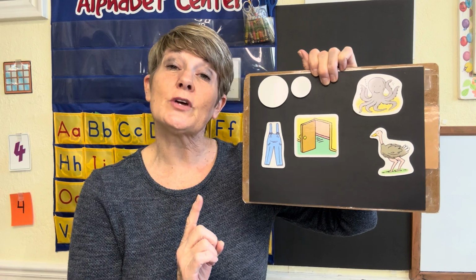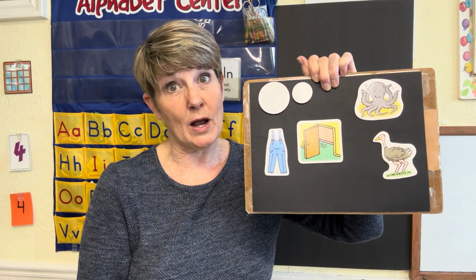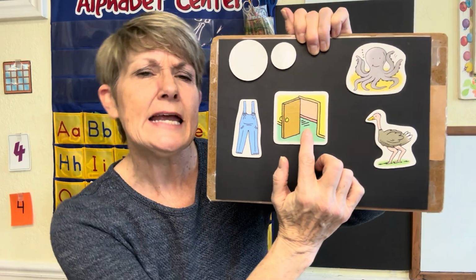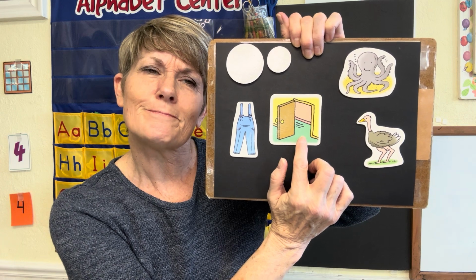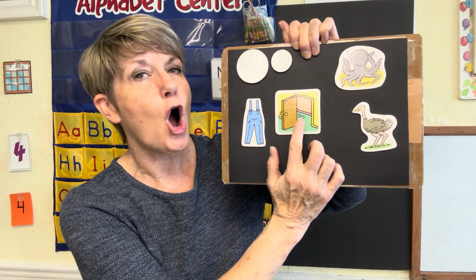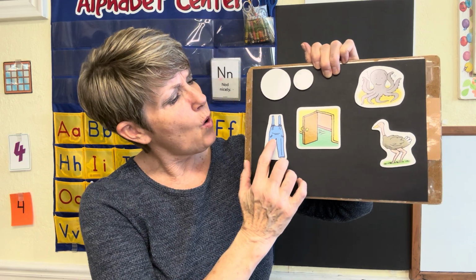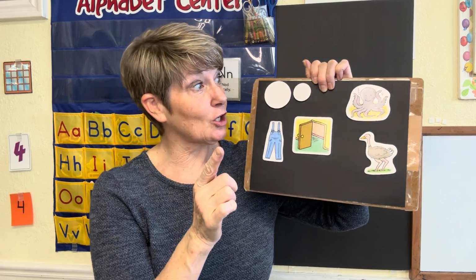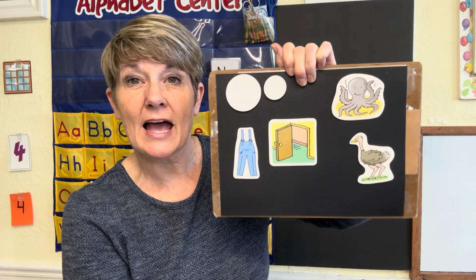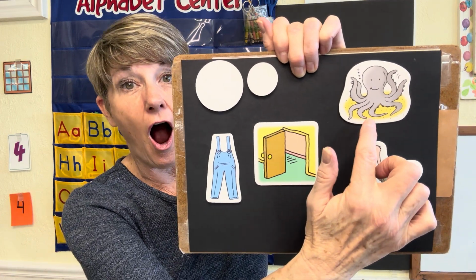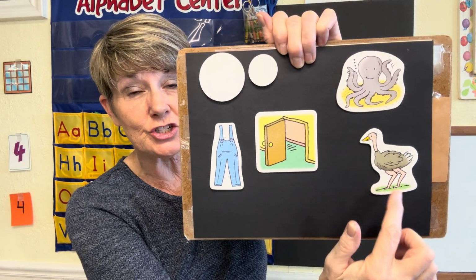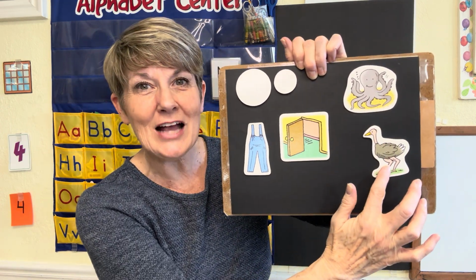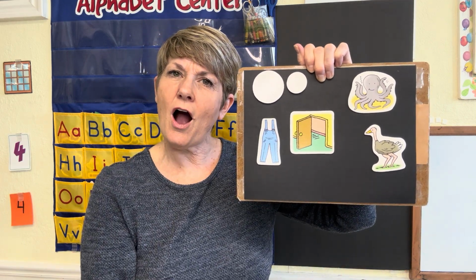Now, this letter is tricky because it has more than one sound. So let's look right here. We have some overalls. Is this door open or closed? Open, you're right. So overalls, open. What sound is that? Overalls, open. That might be a clue. It's got two more pictures that have a different sound. Let's look at those. Octopus, ostrich. Ostrich, octopus, ostrich. That's another sound.